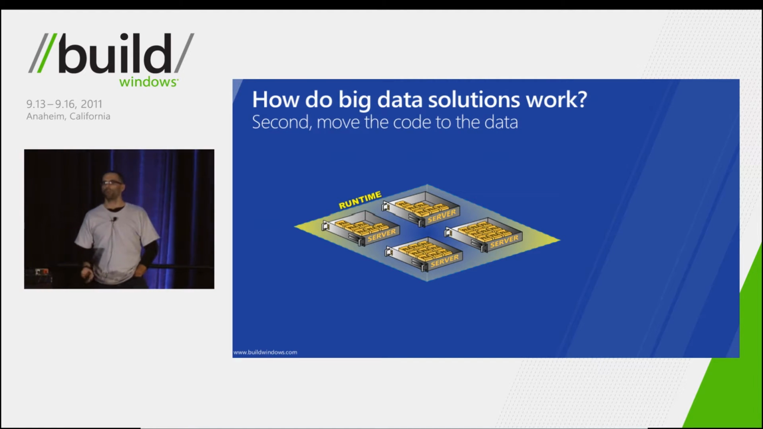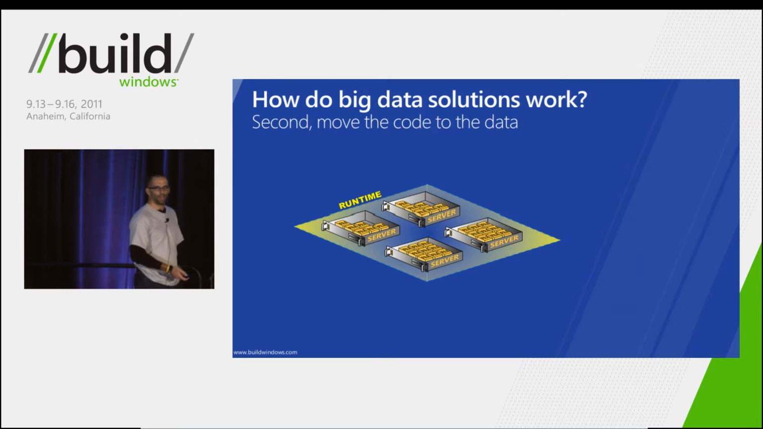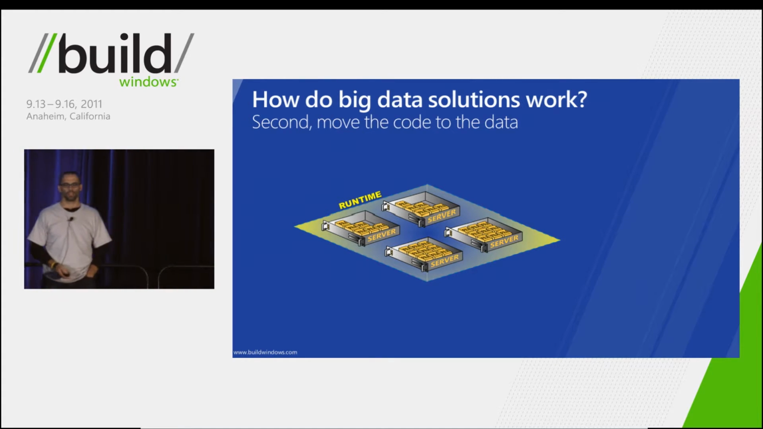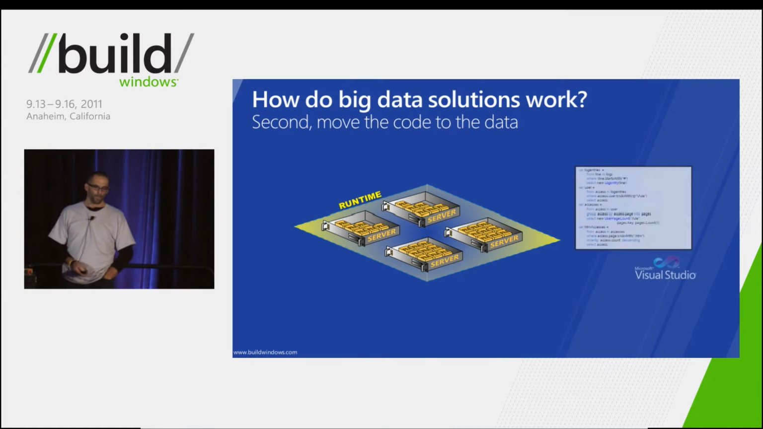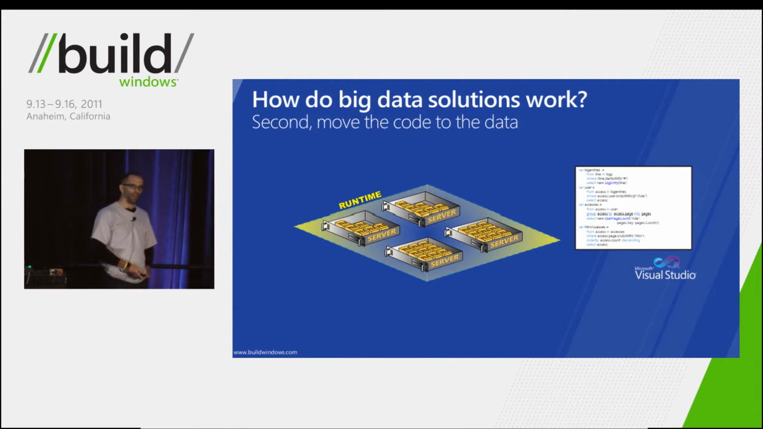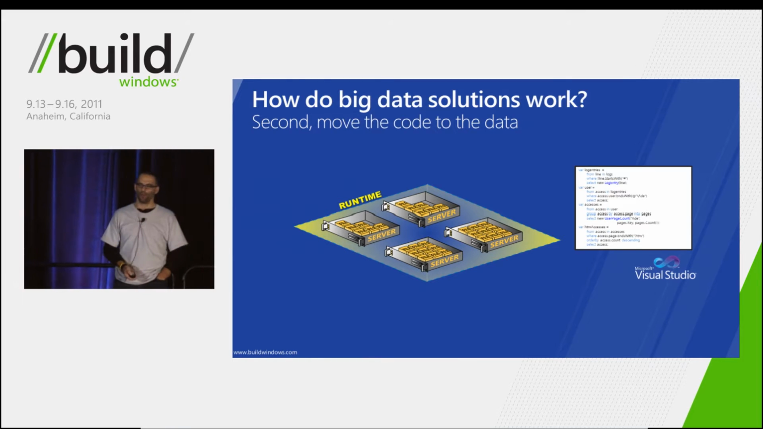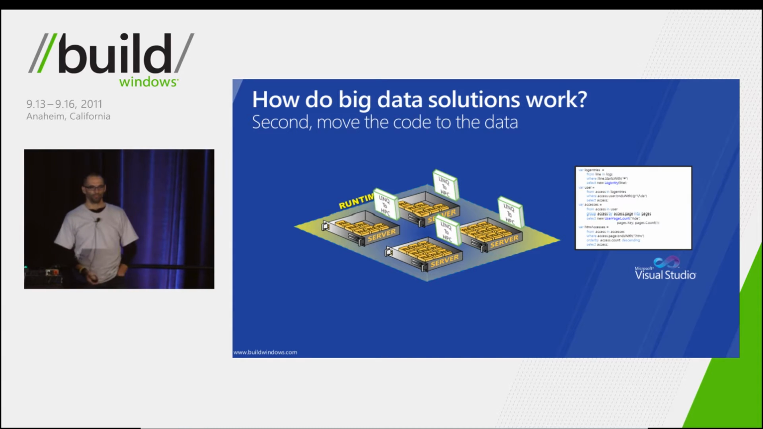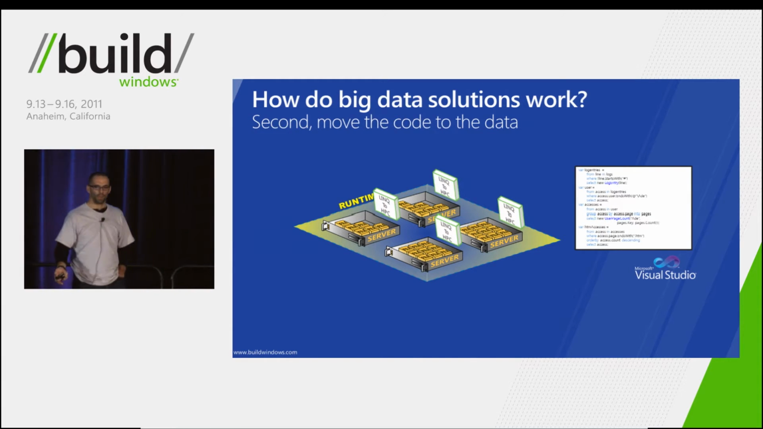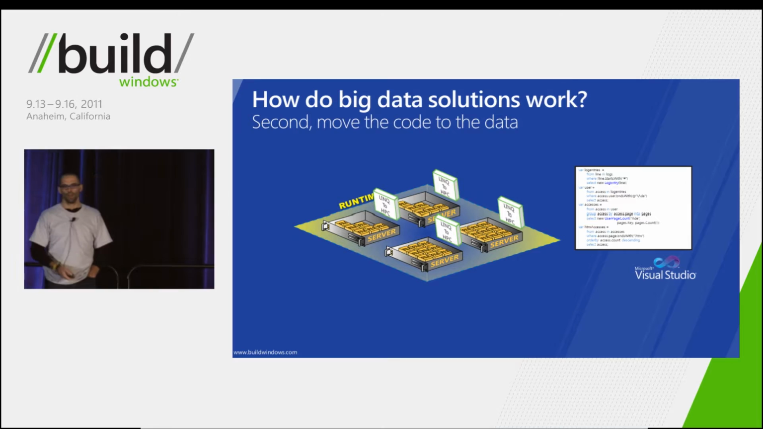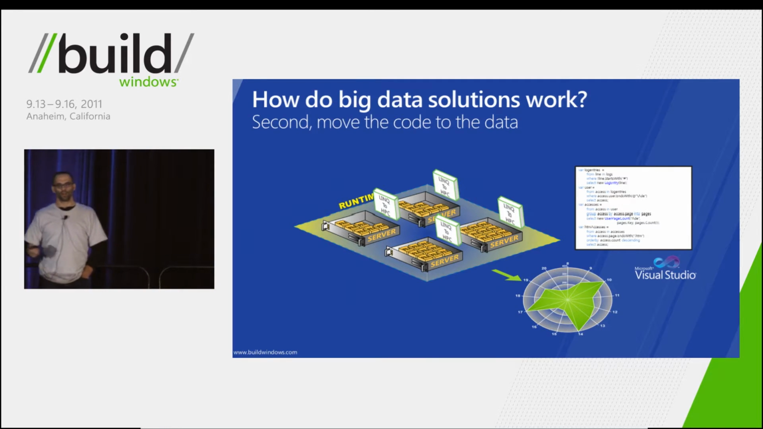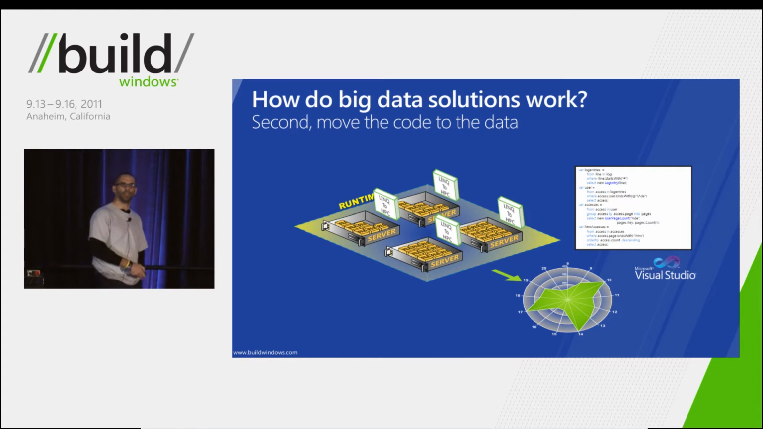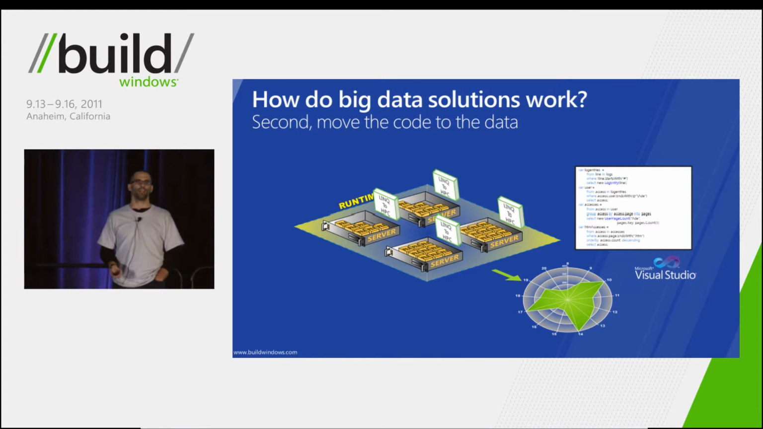Now I move the code to the data. And this seems like an easy thing to say now, but it obviously took people a while to come to this realization. So instead of moving a petabyte of data onto the machine with all the code on, I'm going to move less than a megabyte of code onto all my machines with the data. So I compile my code, I move it onto my machines, I run my query in parallel, I try to enforce what we call data locality, which means that I want a particular piece of code running on a machine that has that data local to it.